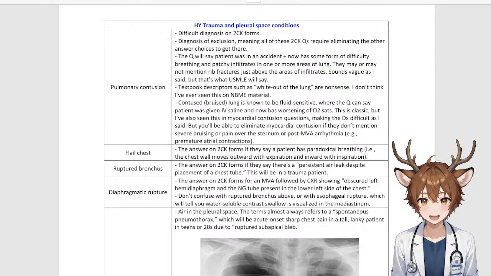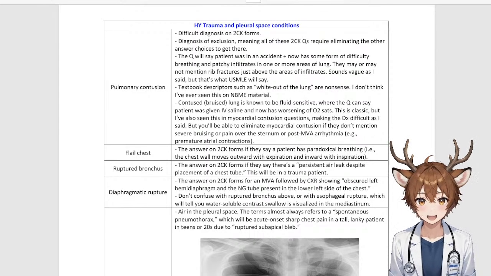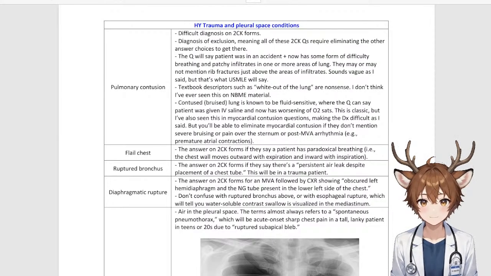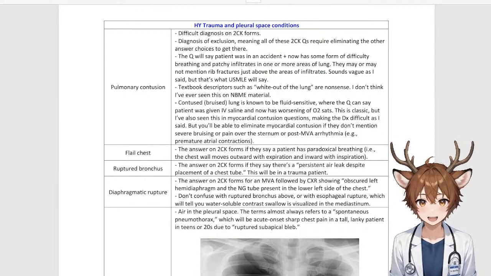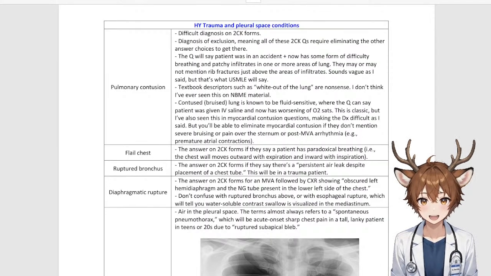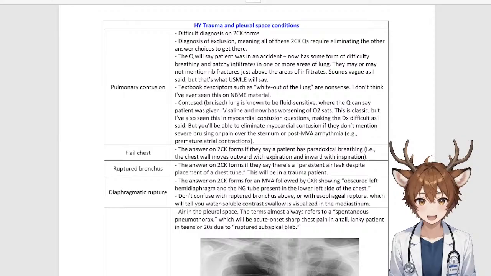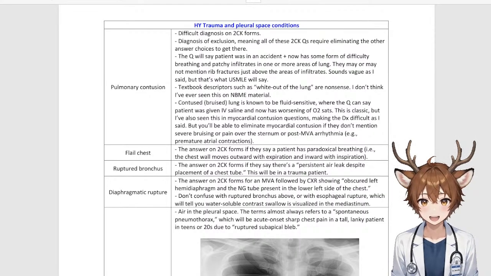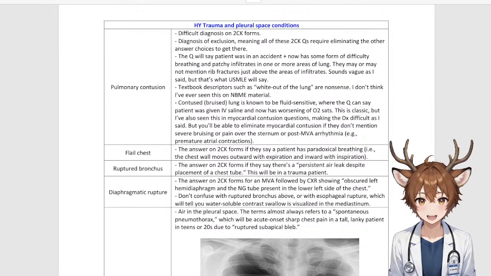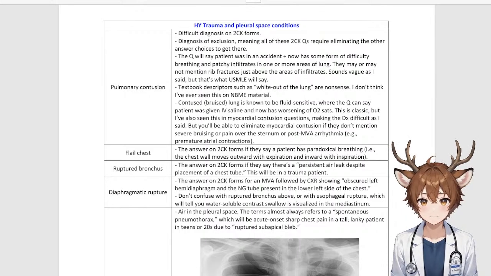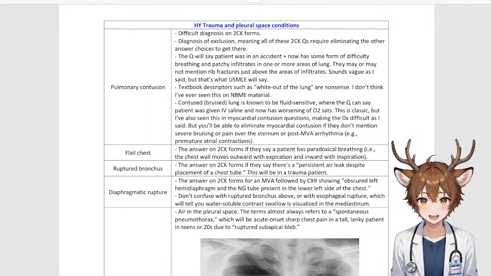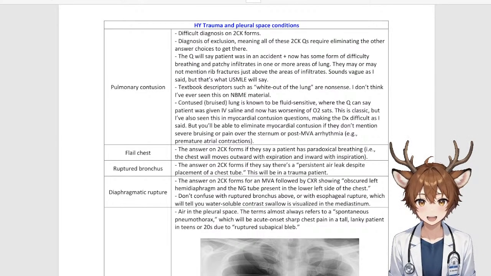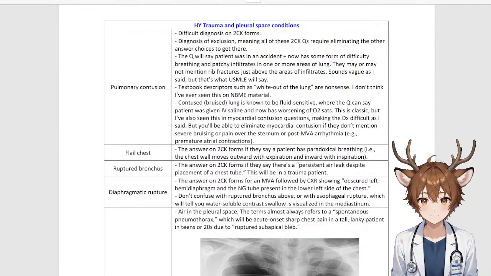Textbook descriptors such as white out of the lung are nonsense. I don't think I've ever seen this on an NBME material. Contused or bruised lung is known to be fluid sensitive, where the question can say the patient was given IV saline and now has worsening of O2 saturation. This is classic, but I've also seen it in myocardial contusion questions, making the diagnosis difficult, as I've said. But you'll be able to eliminate myocardial contusion if they don't mention severe bruising or pain over the sternum or post-MVA arrhythmias, for example, premature atrial contractions.